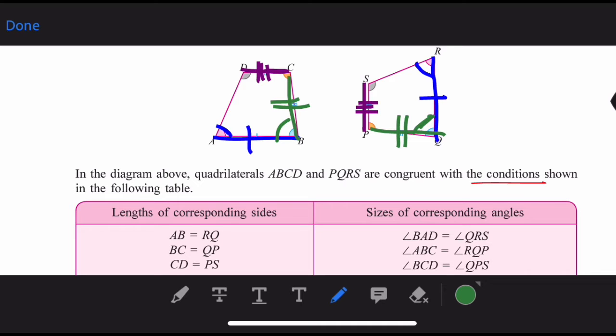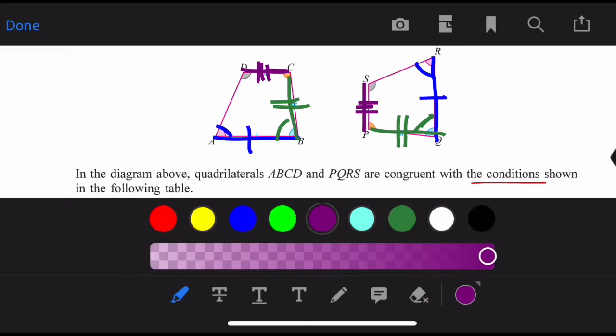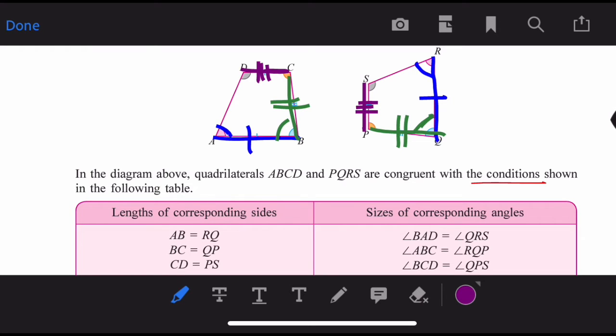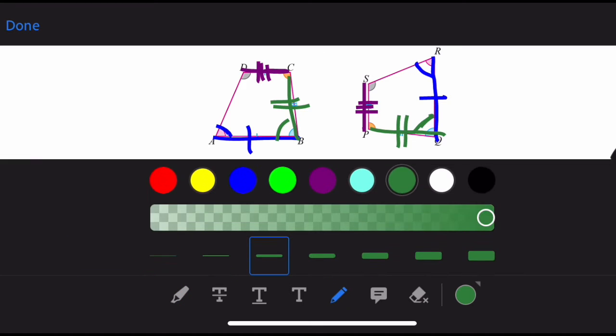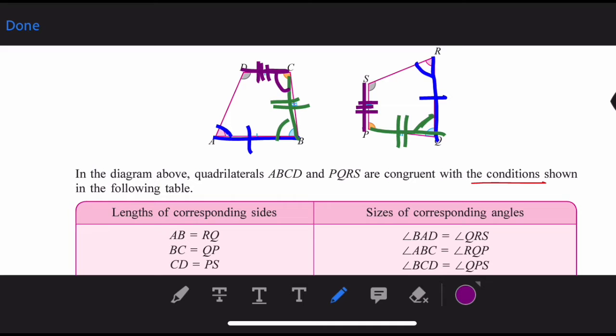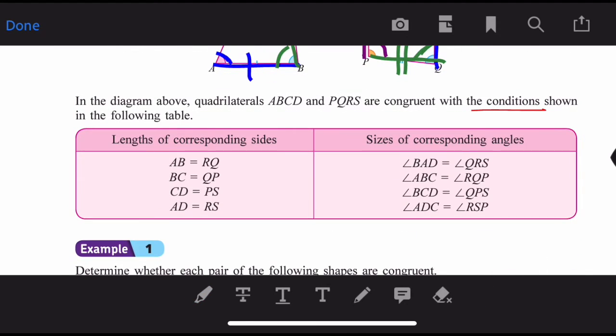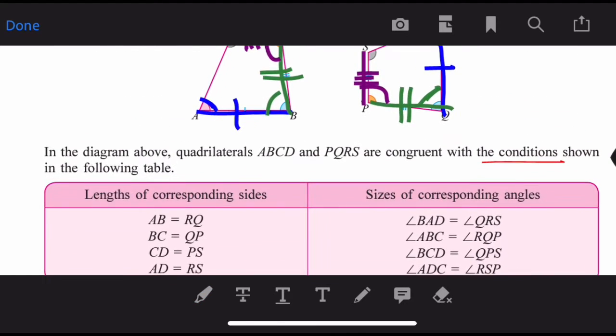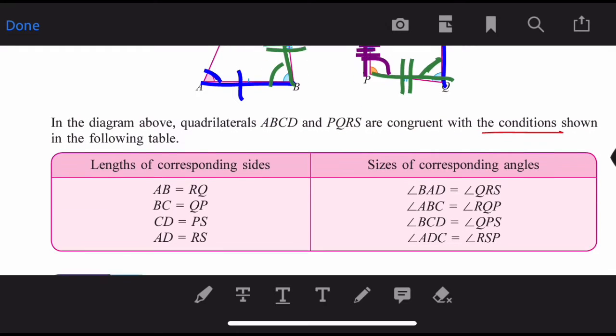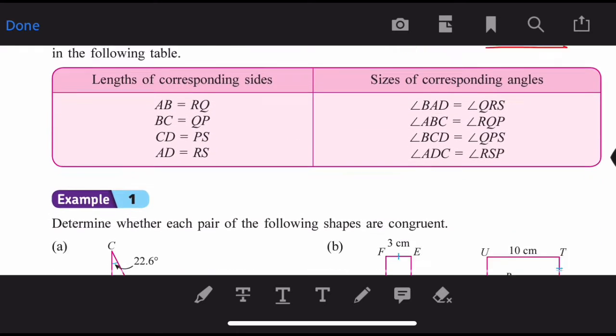And then finally we have BCD. BCD, I use a purple color. The BCD is actually the same as QPS, this one. Okay, purple and purple, green and green, blue and blue. So these two triangles are so-called congruent, right? So that is the definition of congruent.